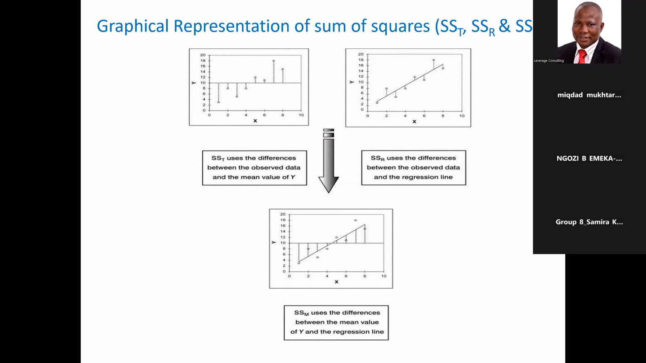What is the improvement the regression model has upon the mean? When you overlap both of them, you now minus it. Can you see now? When you overlap the graph, the difference is the sum of square model, which uses the difference between the mean value of y and the regression line. Can you see? So when you remove sum of square residual from sum of square total, it gives you the sum of square model, which is the improvement this model has. Can you see now? That's how to do it.